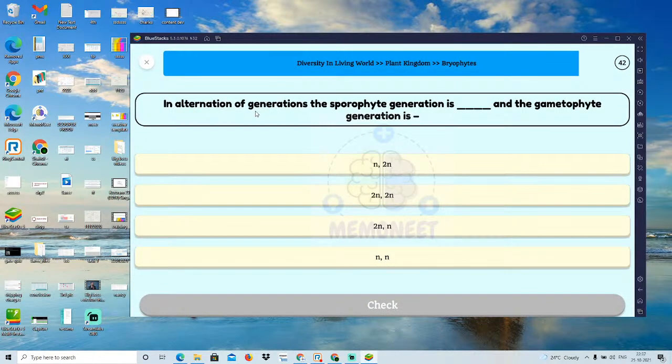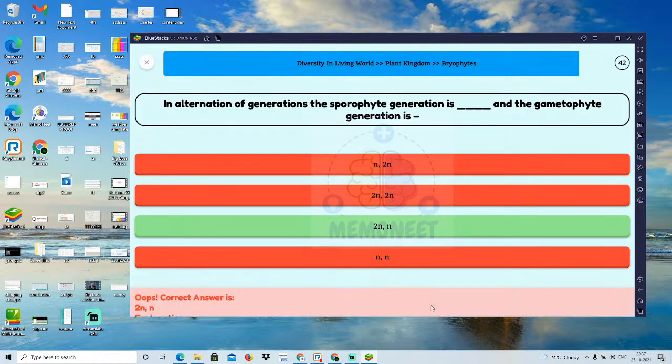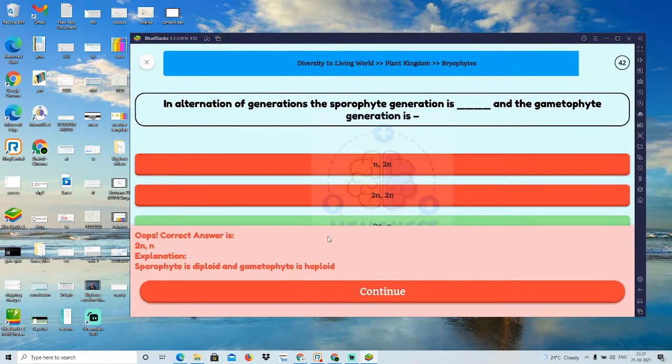So in alternation of generations, the sporophyte generation is dash and the gametophyte generation is dash. It's n, 2n, 1. This also comes in some other place in the chapter. The sporophyte is diploid and the gametophyte is haploid. All good. We have read this. True. The sporophyte is multicellular and the gametophyte is haploid. The sporophyte is diploid, so it has diploid cells.